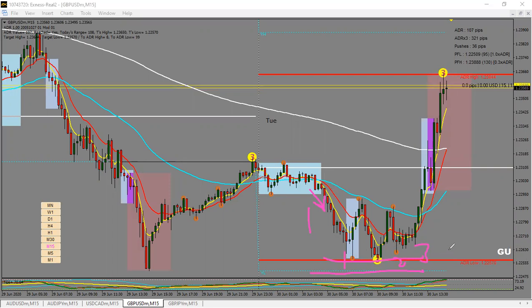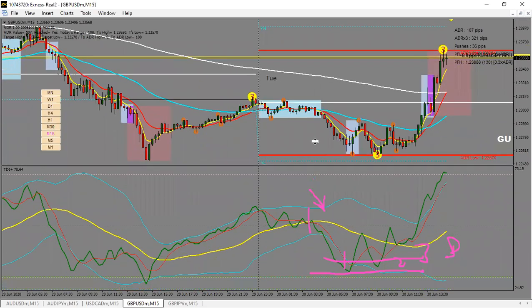That's where you could even set a buy limit if you were scared to execute at market instantly. You can see GBP JPY, and there's also a similar pattern if you open your TDI.